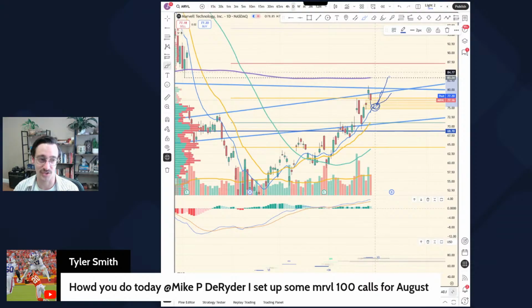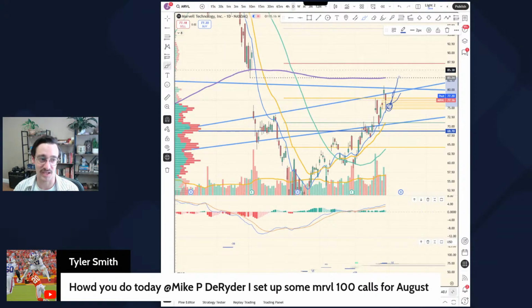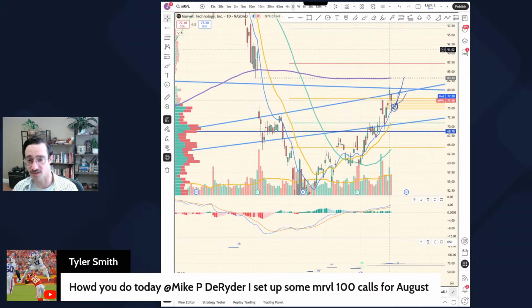So I think that there's a big draw up here. And you see this big empty space here. As long as it can get over 80, it's going to pop to 83-ish, 80 or 85-ish pretty darn quick, I think. So that's a fun trade. That's a good setup that we can look for.